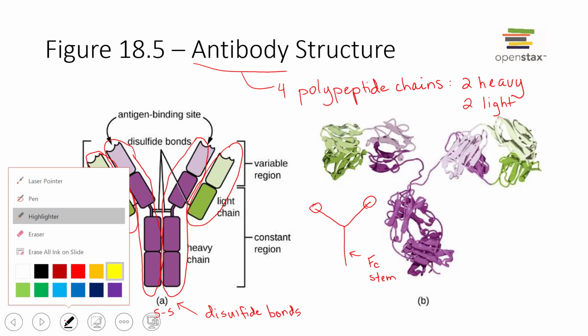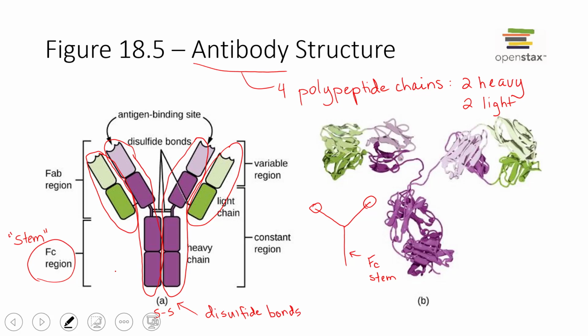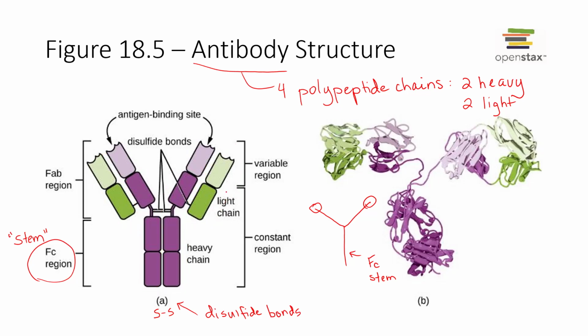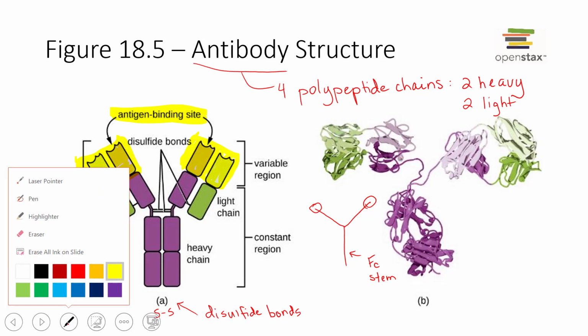Let's take a highlighter and let's highlight what we mean by the antigen binding sites. So let me move these markings. So these are the antigen binding sites. So we're going to highlight those in yellow. So those are the antigen binding sites. So those are at the tips of the Y. It's at the tip of that heavy chain, but it's also at the tip of that light chain as well.